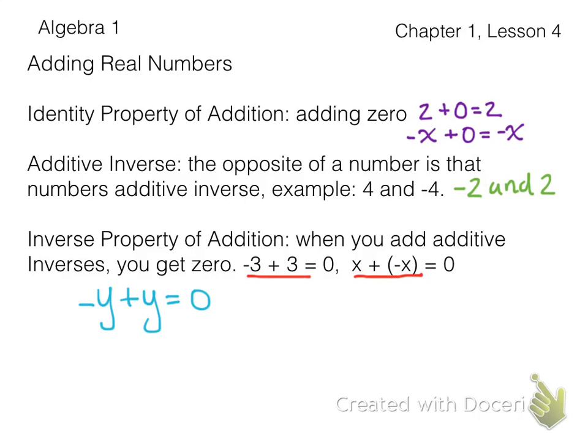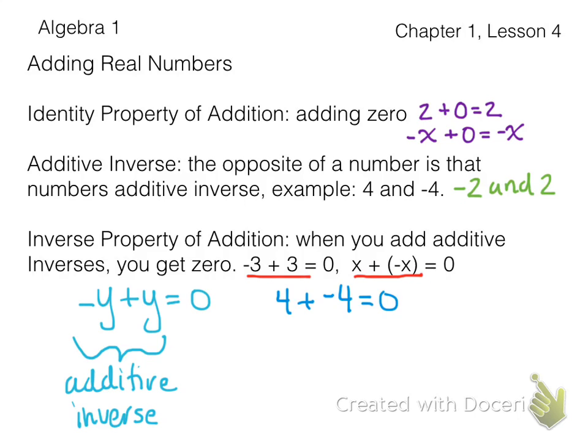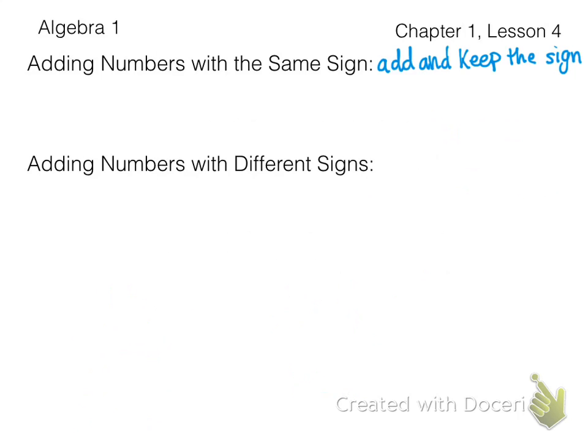Here's another example. Negative y plus y equals 0 because the opposite of y is negative y, and the opposite of negative y is y. But when you add them up, you get 0. So there you go, additive inverses. And 4 plus negative 4, the 4 and the negative 4 are additive inverses. When you add them up, you get 0.